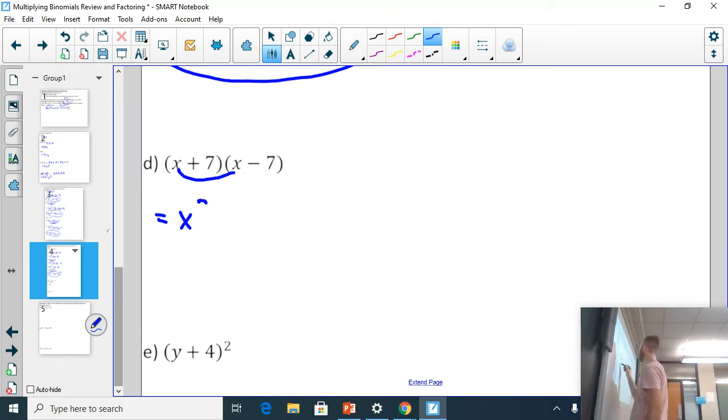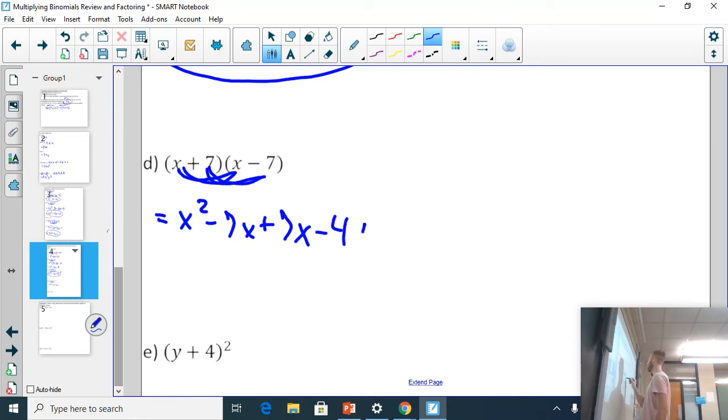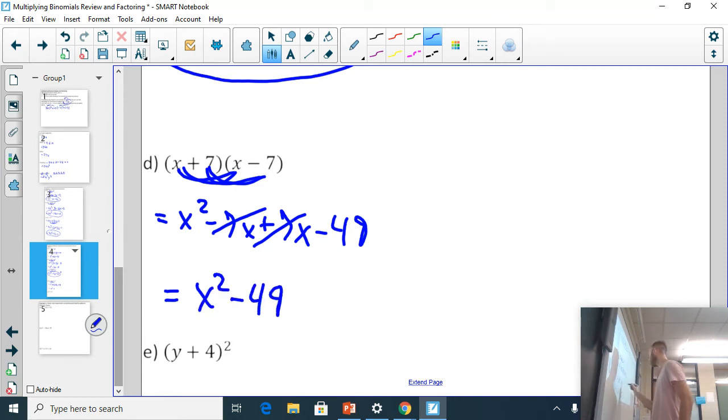So the x times x, that's x squared. X times minus 7 is going to be minus 7x. 7 times x is going to be plus 7x. And then 7 times negative 7 is going to be minus 49. Oh, look at that, minus 7x plus 7x. Those will cancel each other out. We're just going to be left with x squared minus 49.